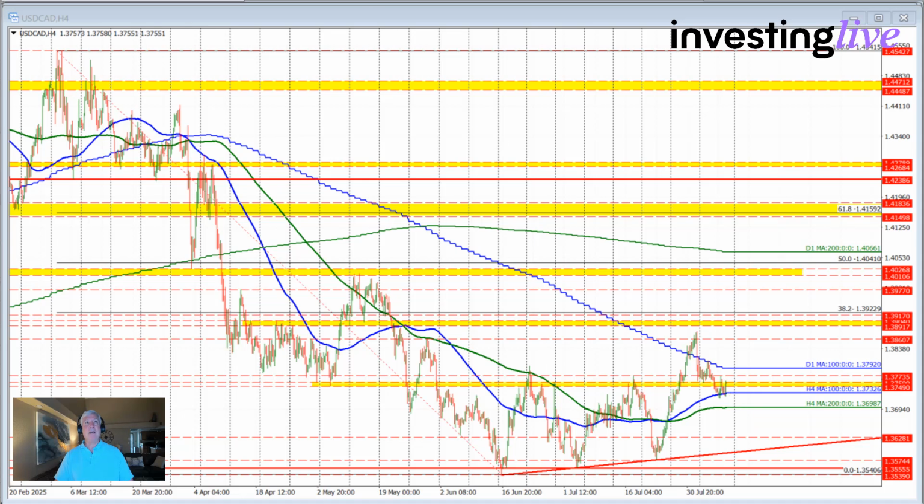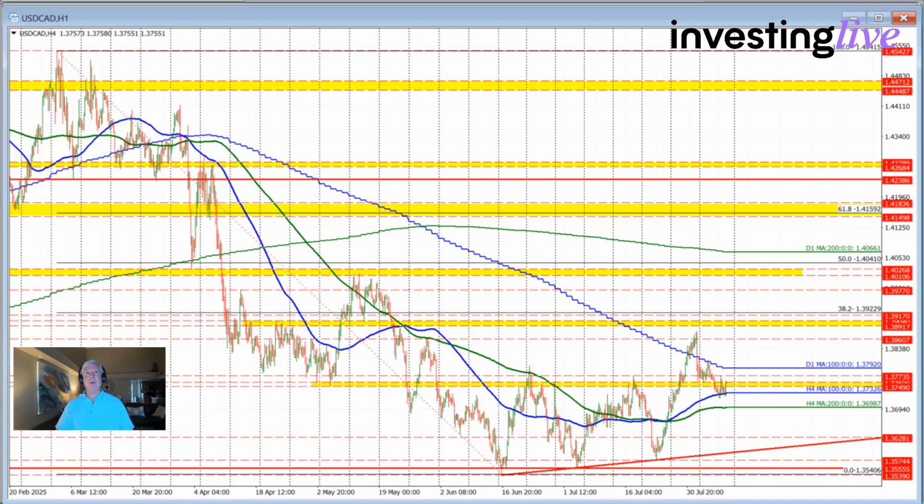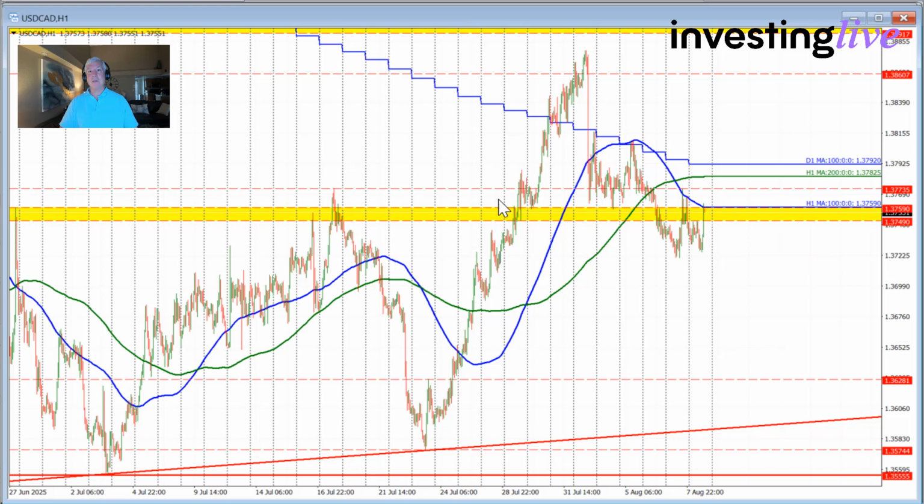Now, I want to take a closer look at the hourly chart, because the hourly chart is also telling a little story. If we look at the hourly chart, look at this blue line right here. This blue line represents the 100-hour moving average. And what have we seen? Well, we saw sellers against it not once but twice in trading yesterday. And where are we now? We're right up testing that 100-hour moving average at 1.3759.